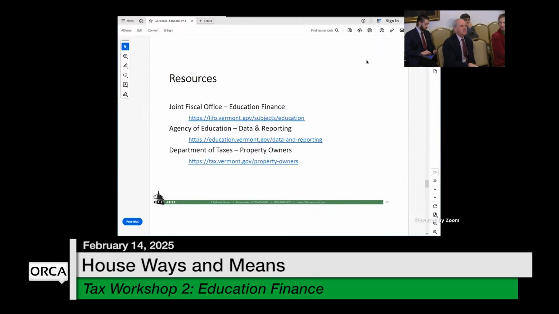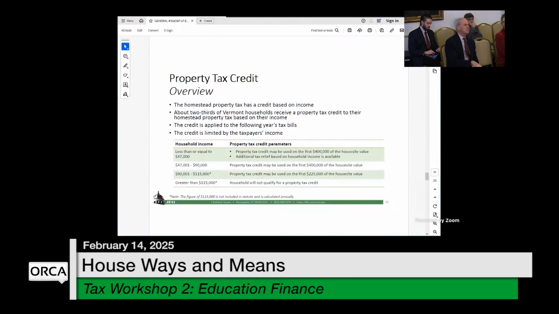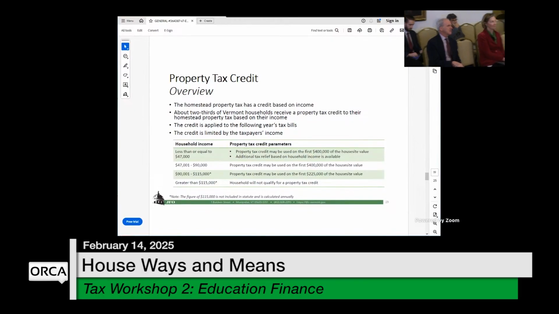You may not have the answer at your fingertips, but the two numbers that you just mentioned in the income section, the 47,000 and the 90,000, that are in statute, have those numbers ever been adjusted in statute by the legislature since the program was first put in place? I don't know off the top of my head. John, do you know? I think those are the original numbers. I'm not positive, but I'm pretty sure these at least have not been adjusted in many, many years.